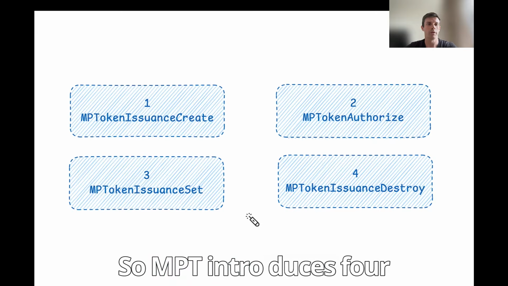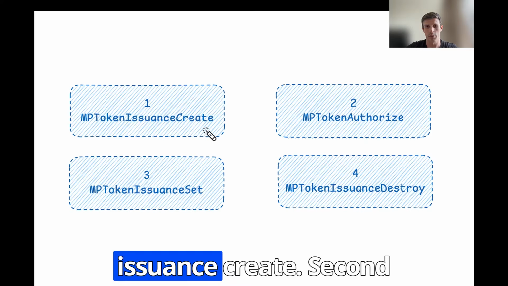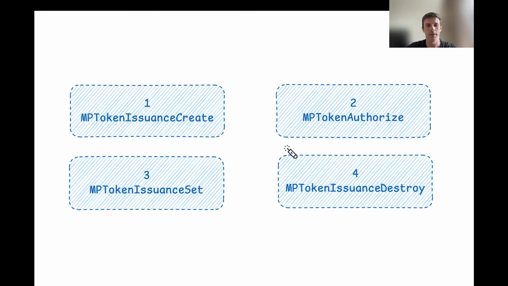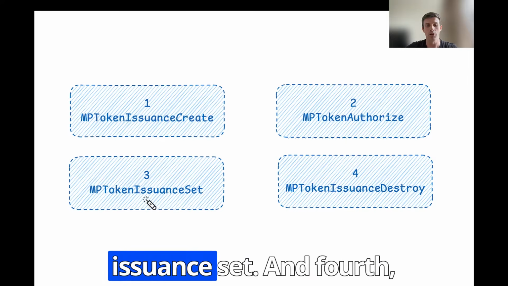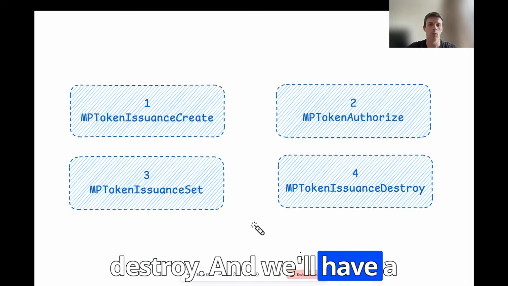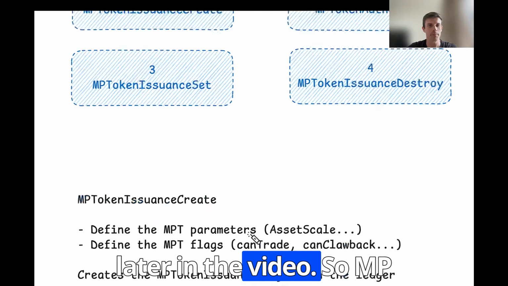So MPT introduces 4 new transaction types. The first one is the MP token issuance create. The second one is the MP token authorize. The third one, the MP token issuance set. And fourth, MP token issuance destroy. And we'll have a look at those transactions later in the video.